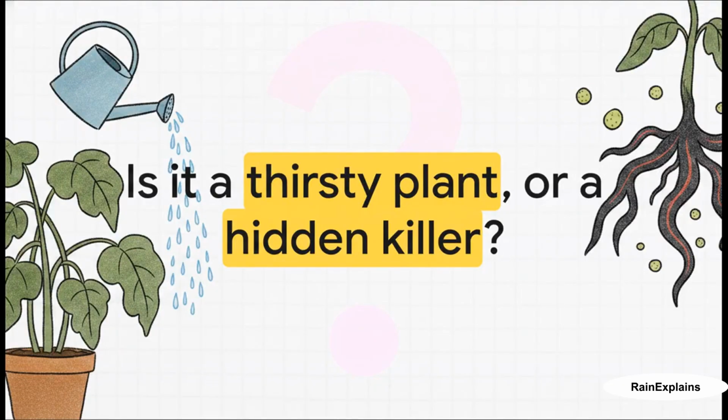Picture this for a second. You walk out into your yard, or maybe you're just checking on your favorite houseplant, and you see it drooping. Your very first instinct is probably to just grab the watering can, right? I mean, we all do it. But what if the problem isn't a lack of water at all? What if there's a silent killer lurking deep inside the plant itself?